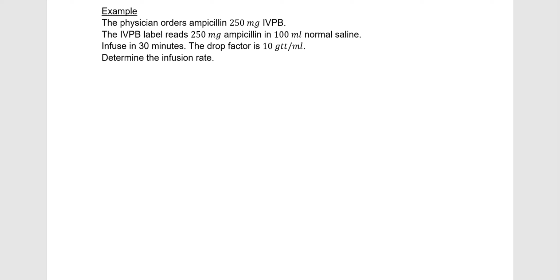The physician orders ampicillin, 250 milligrams IVPB, so the piggyback medication, and the piggyback label is going to read 250 milligrams in 100 milliliters normal saline, and we have to infuse for 30 minutes with a drop factor of 10 drops per milliliter. We want to determine the infusion rate. Okay, so let's write down the equation right away. Let's worry about the given values after we have the formula to see what we need.